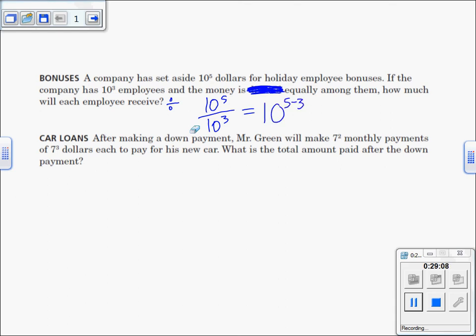So that means we're going to have a common base, like base 10. 5 minus 3, well that's 10 to the 2nd power. But you're not going to walk up to somebody like, here's your 10 to the 2nd power bonus check. People are like, huh? What are you talking about? 10 to the 2nd what?